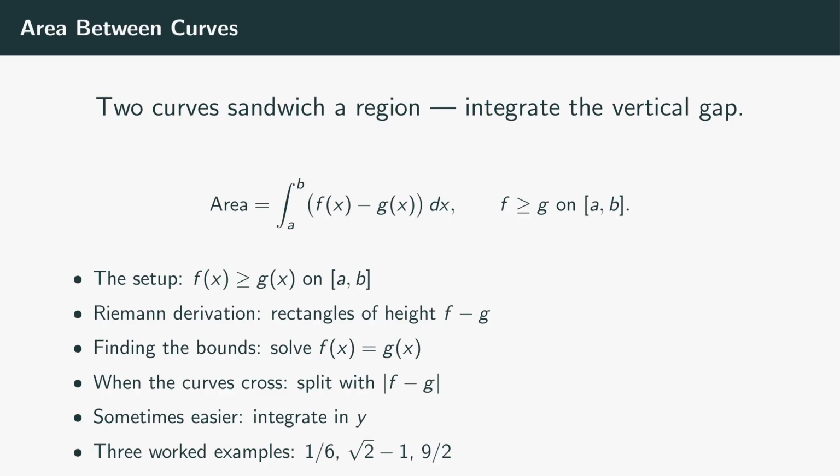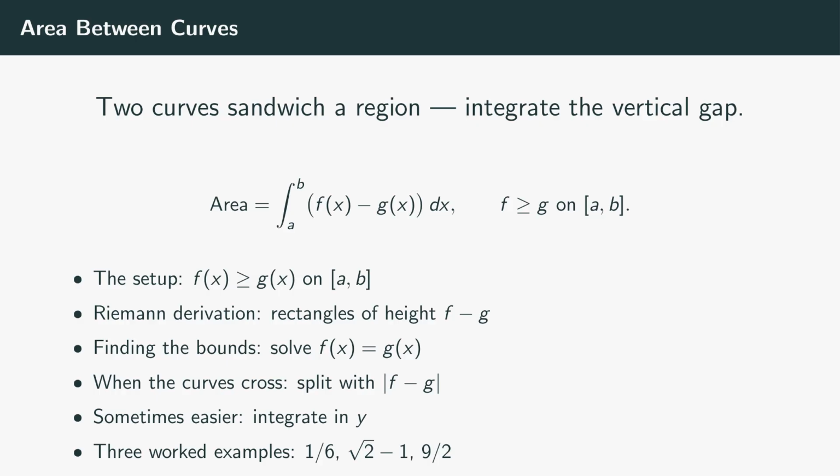The setup is exactly what it sounds like. Two functions f and g, defined on some interval from a to b, with f on top and g below, meaning f of x greater than or equal to g of x everywhere on the interval, they sandwich a region. We want its area. The formula is one line. The area equals the integral from a to b of f of x minus g of x. Replace the integrand with the vertical gap between the two curves and integrate.